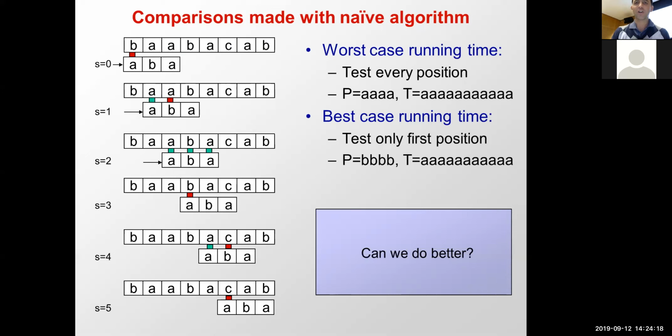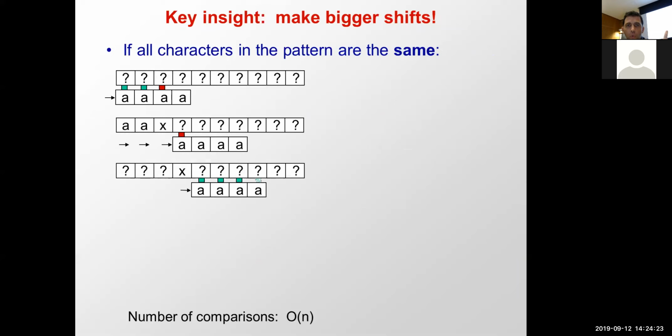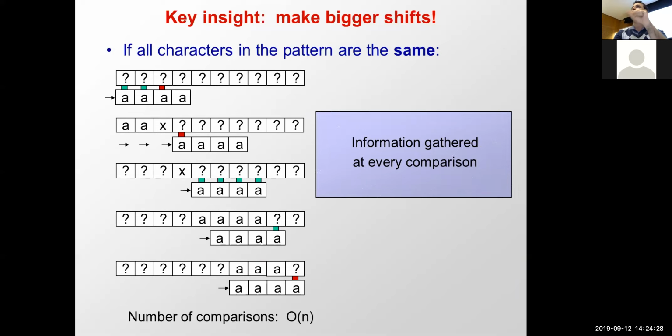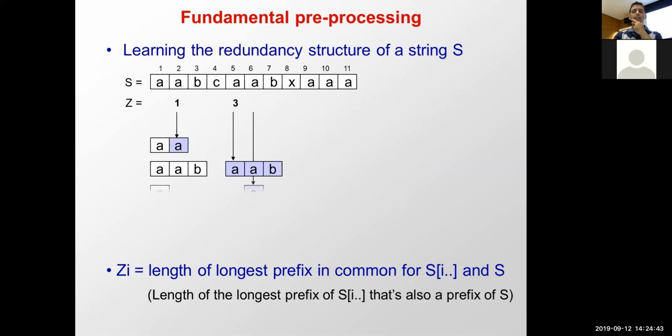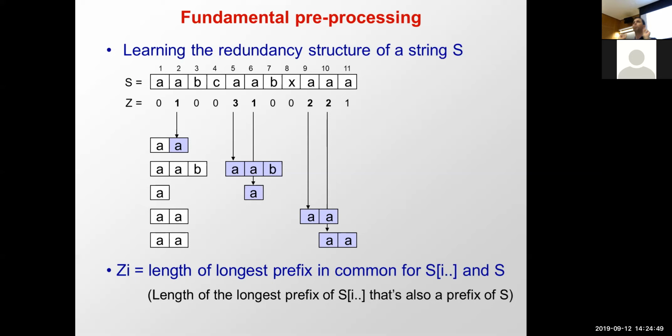The key insight is that we're going to be making bigger shifts. When these things match and don't match, we're going to gather information from every comparison. And I'm going to use these comparisons to learn the internal redundancy structure of my pattern. Okay? How can I do that? By basically learning something about the pattern each time. And the way to do that is learning this fundamental redundancy structure, which will basically tell me, no matter what string I'm given, at every position, I will write the length of self-similarity that I have, starting at that position and starting at the beginning.